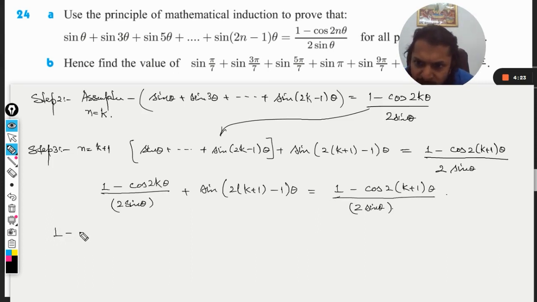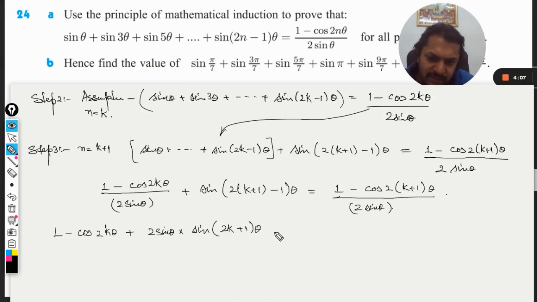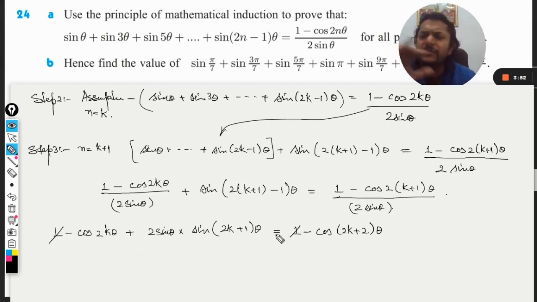So it will be 1 minus cos 2kθ plus twice sin θ, which gets multiplied here with sin of (2k plus 2 minus 1), so 2k plus 1 into θ. And on the right hand side, there will be no denominator left. So it will be 1 minus cos of (2k plus 2)θ. I'm writing here now. So this one and this one get cancelled. So we will keep on cancelling things out because that is the easiest method of proving left hand side is equal to right hand side.